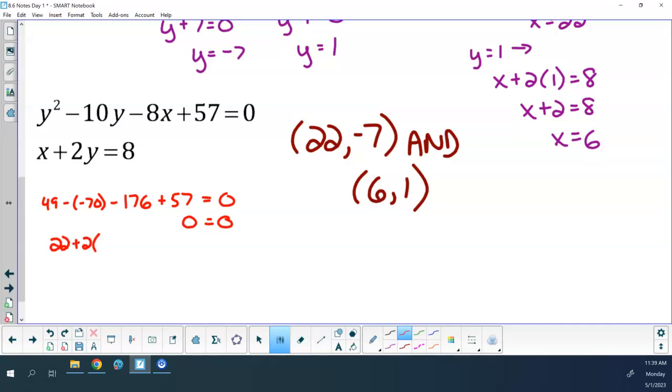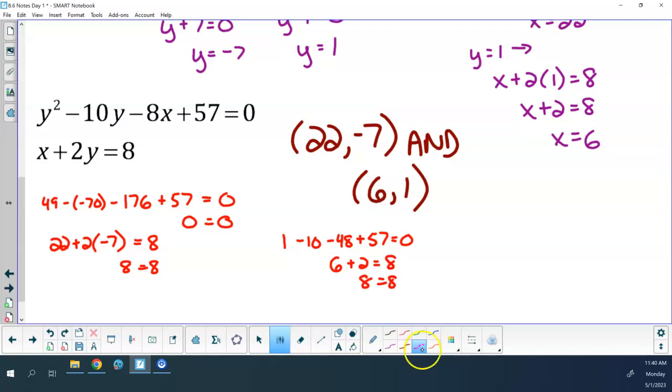22 plus 2 times negative 7 is like 22 minus 14, which is 8. Then we got to do 6. So then we've got 1 minus 10 minus 48 plus 57. Negative 9, negative 57, 0. That works out. 6 plus 2 is 8. Checks out.